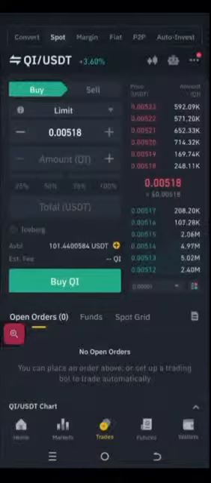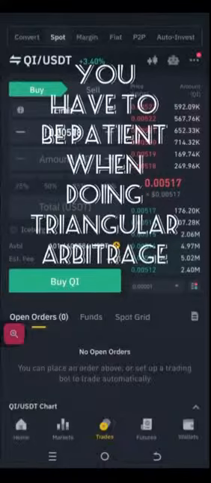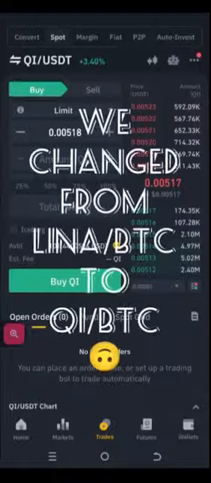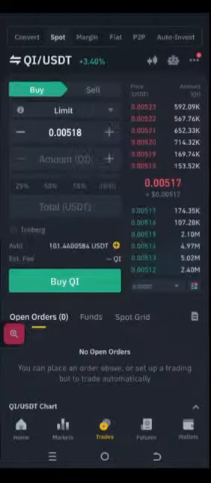Anyways, let me tell you something. If you're doing triangular arbitrage, you gotta be patient, because you never know when it's going to come out. The reason this took quite long, about 9 days, was because of the bloodbath that happened, and we had to change from Lena BTC. Remember, go all the way, change to QI BTC, and then sell for profit in QI USDT.